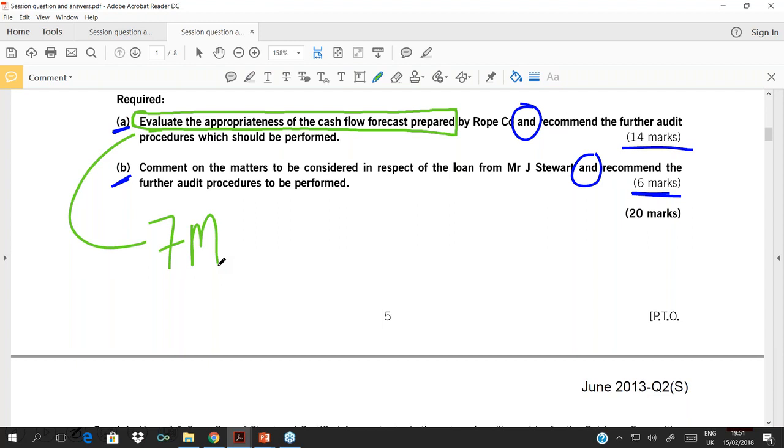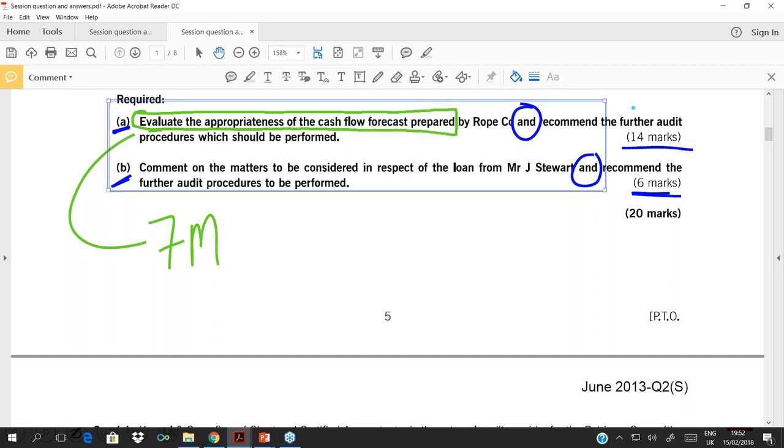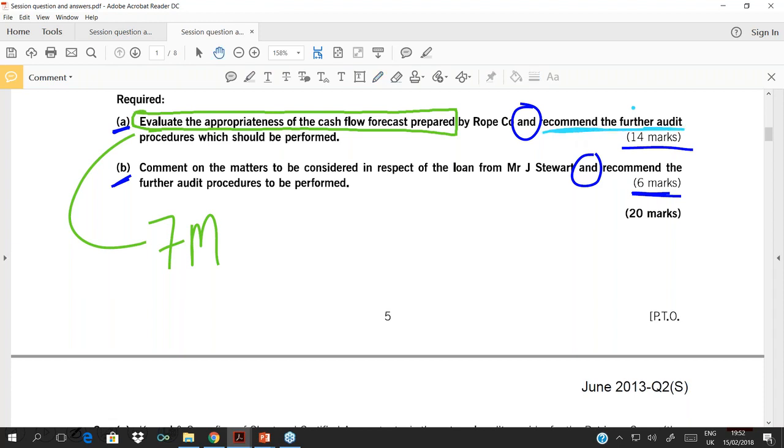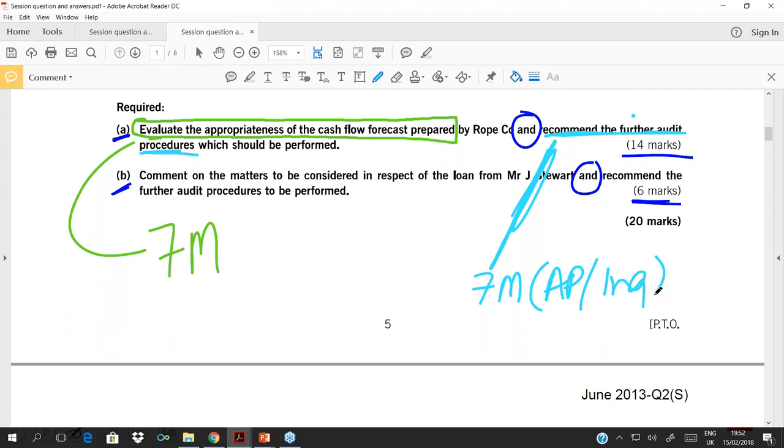And see what the examiner is asking after evaluating. The examiner is asking to recommend the further procedures. Now you know what is to be done with procedures. How many marks will I take for procedures here? 7. So 7 marks. And these procedures have to focus on analytical procedures and inquiry, and after that, you can do anything.